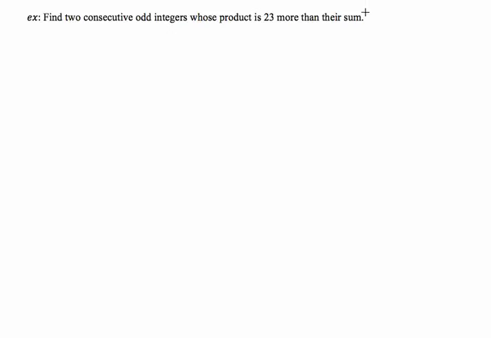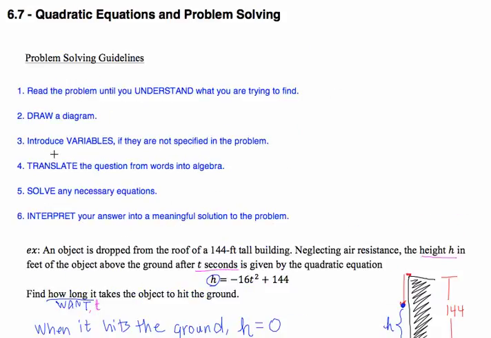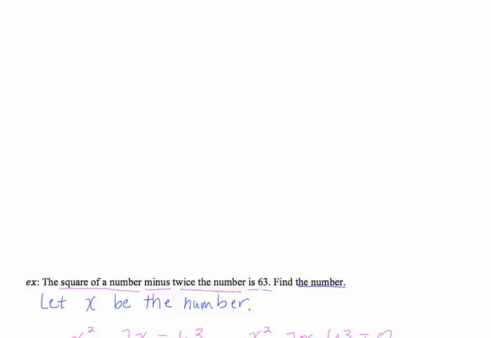That's interesting. Okay, so we don't have any variables given, so we will have to come up with those. We can't really draw a diagram on this one either, and the problem itself is fairly simple to understand. So we're going to jump straight to, I believe it was step 3, introducing our own variables.